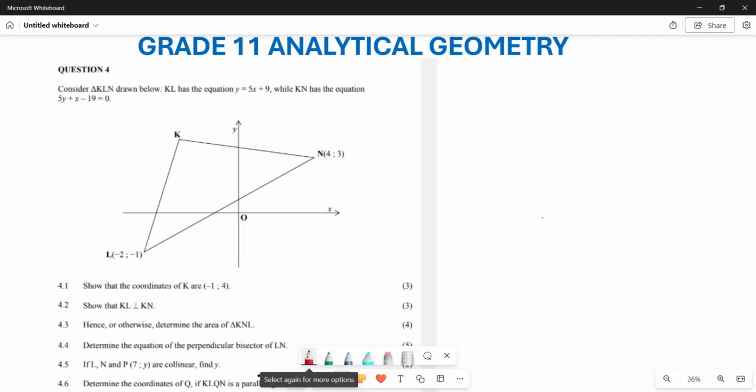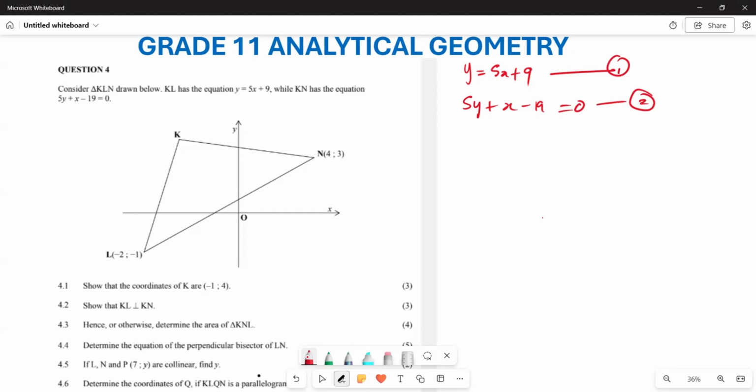Now, how can we go about showing this, right? Remember, we already have these two equations. We have y is equals to 5x plus 9. We are also having 5y plus x minus 19, which is equals to 0, right? So we can just make this our equation number 1, and let this be our equation number 2. Then you're going to substitute equation 1 into equation 2.